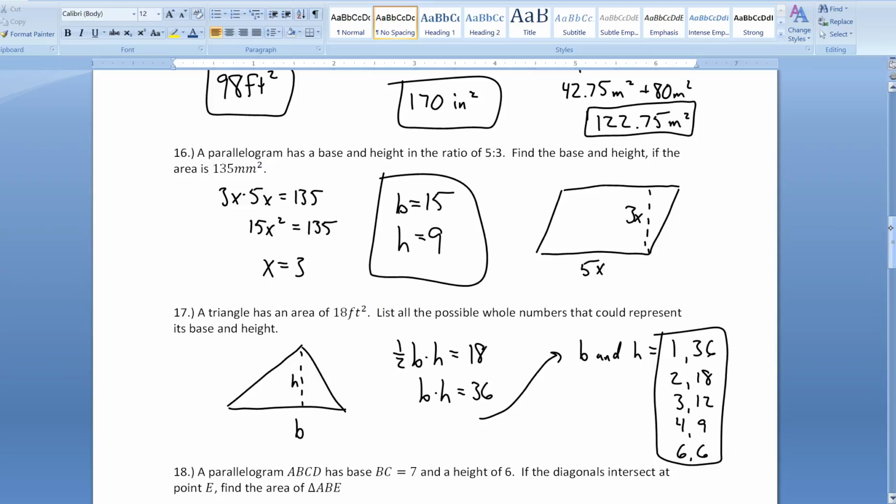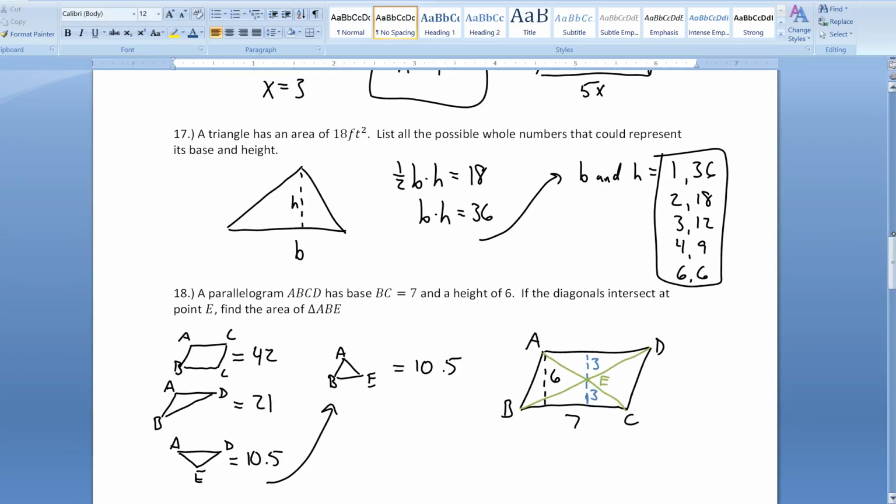This one I've got to draw a picture. It gives us a ratio, so remember I labeled the 5 and the 3, but then there could be a multiplier with those, so I use x. So then 5x times the 3x equals the area, which is the 135. And then I just solve. I divide by the 15, and then I have to take the square root, and then I got to plug those back in to find out what the actual base and height are.